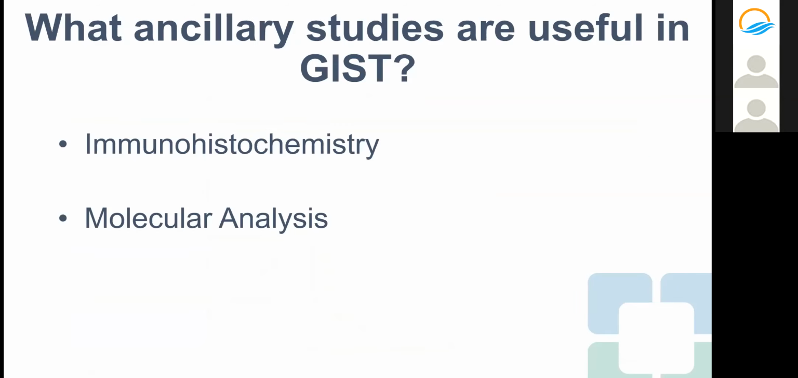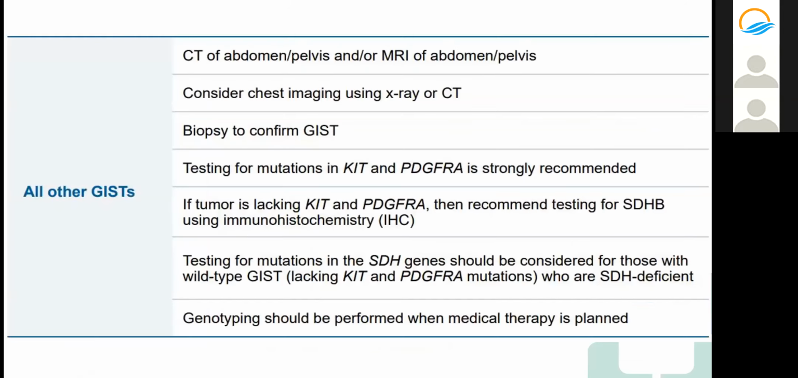So once we have a diagnosis, we've rendered a diagnosis of GIST, what are useful ancillary studies that we can perform in order to provide patients with the most meaningful and therapeutically impactful information? The 2 main things that we do in the pathology laboratory are immunohistochemistry and molecular analysis. So let's talk about this.